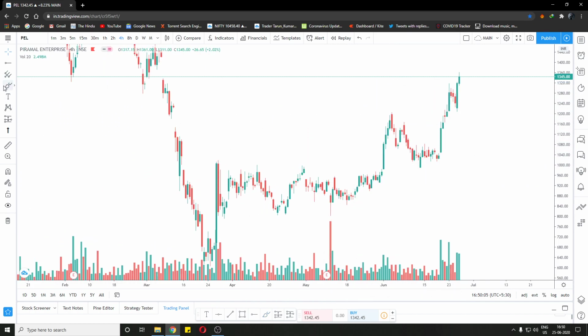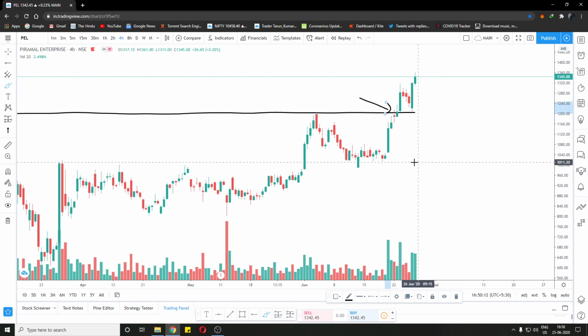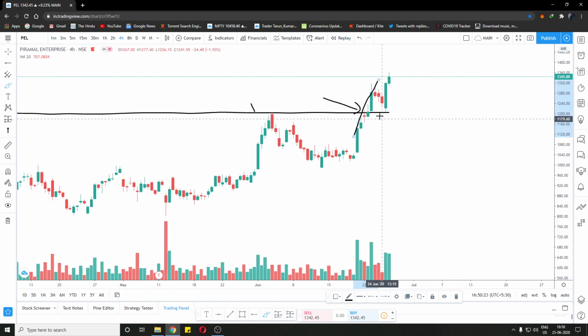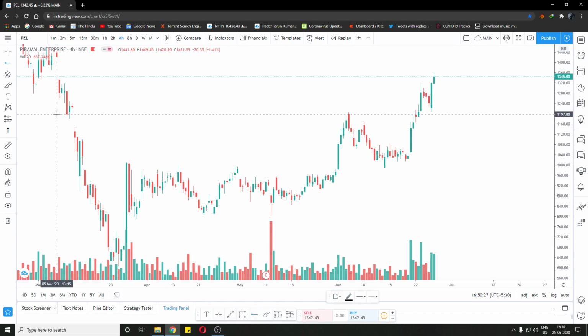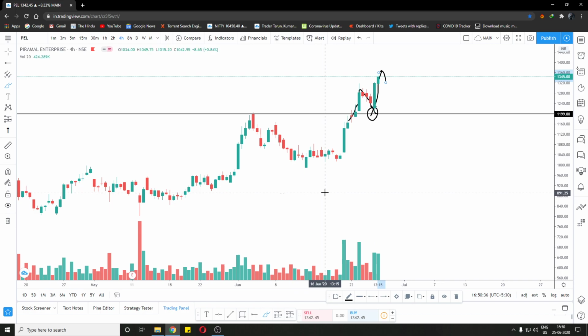Now as you can see, this was our earlier support which acted as a resistance. It acted as a resistance here as well, but as you have heard me say many times, after resistance has been tested multiple times, it becomes weak, and the market went up directly. And then, let's say you had missed this, what we do is the market went up and then it came back for a retest, and now it is going up again.